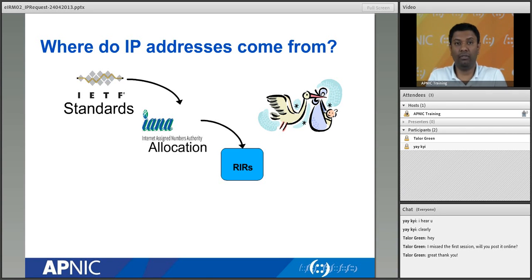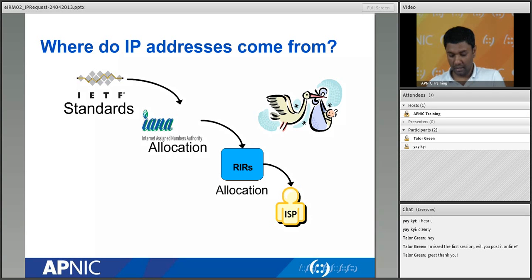IANA, the Central Internet Registry, distributes addresses in bulk to the regional internet registries. There are 5 regional internet registries around the world. If you see the IP address distribution and management framework in the internet, the whole world is divided into 5 regions. APNIC, or Asia Pacific, is one region. So if you are in Asia Pacific, APNIC would be your registry, from where you can get public internet addresses, either IPv4, IPv6 or AS numbers.